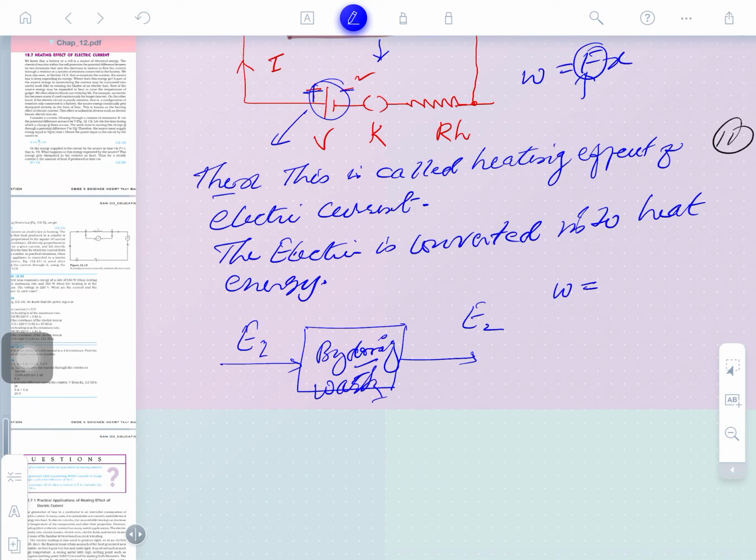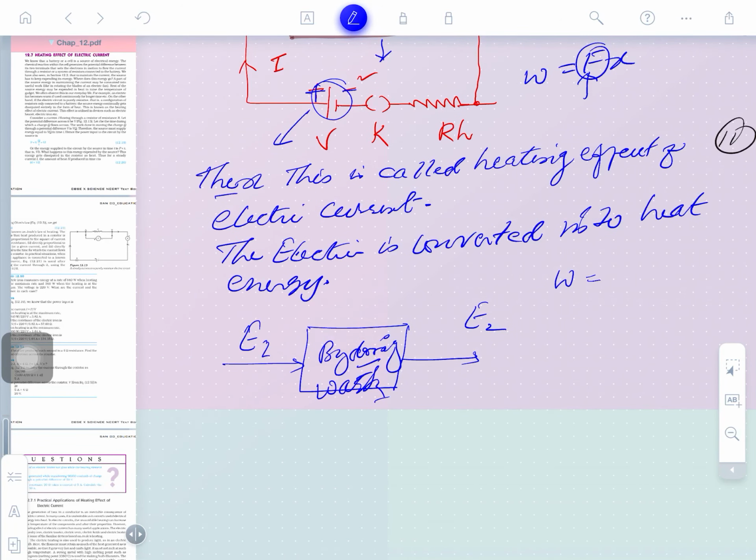Work done can be calculated from the charge, how much charge passed through this, and the voltage. As you have studied here, voltage is W divided by charge. So, we can calculate the work done. W is equal to what here? Q into V. Q can be taken as IT, and V is also there. So, the expression is VIT.